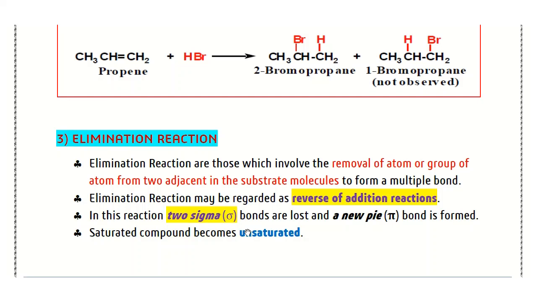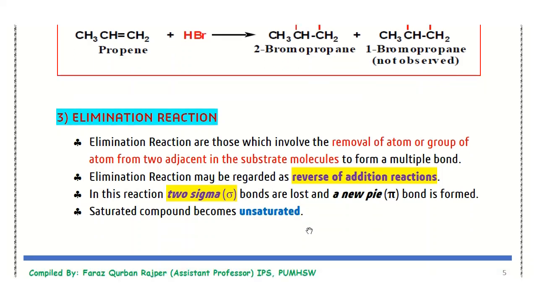In this reaction usually two sigma bonds are lost and a new pi bond is formed. This is again the reverse phenomenon of the addition reaction, in which a pi bond gets converted into sigma bonds. But in elimination reactions, sigma bonds are lost and a new pi bond is formed, and the saturated compound becomes unsaturated. This is the opposite of the addition reaction, where unsaturated compounds become saturated.